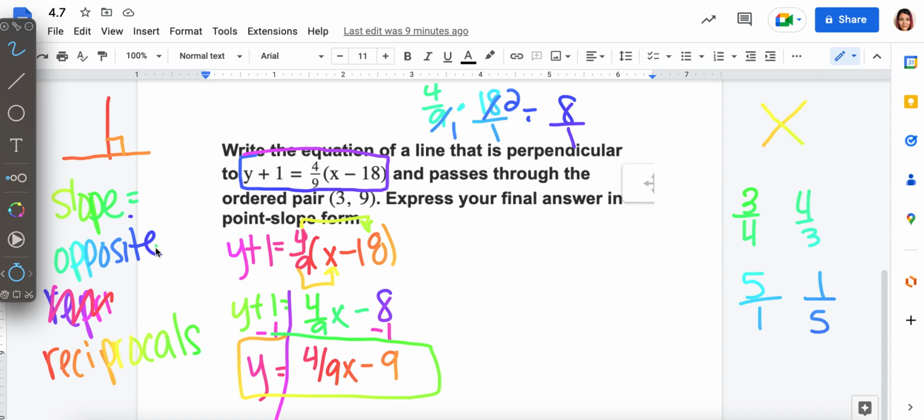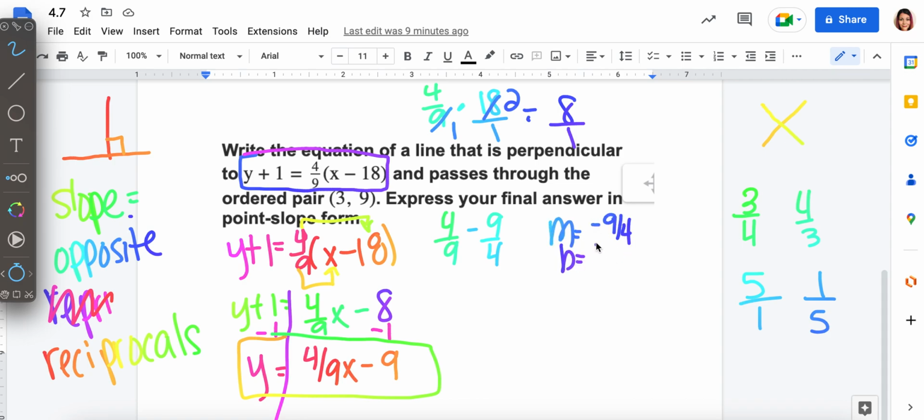Okay, so like I said, our slopes are opposite reciprocals. So first, let's just do the reciprocal of 4/9. Well, the reciprocal of 4/9 is 9/4. We just flip that fraction. And opposite means we either go from negative to positive or positive to negative. Well, 4/9 is positive, so we're going to go from positive to negative. So the opposite reciprocal is negative 9/4. So again, we know our slope is negative 9/4.